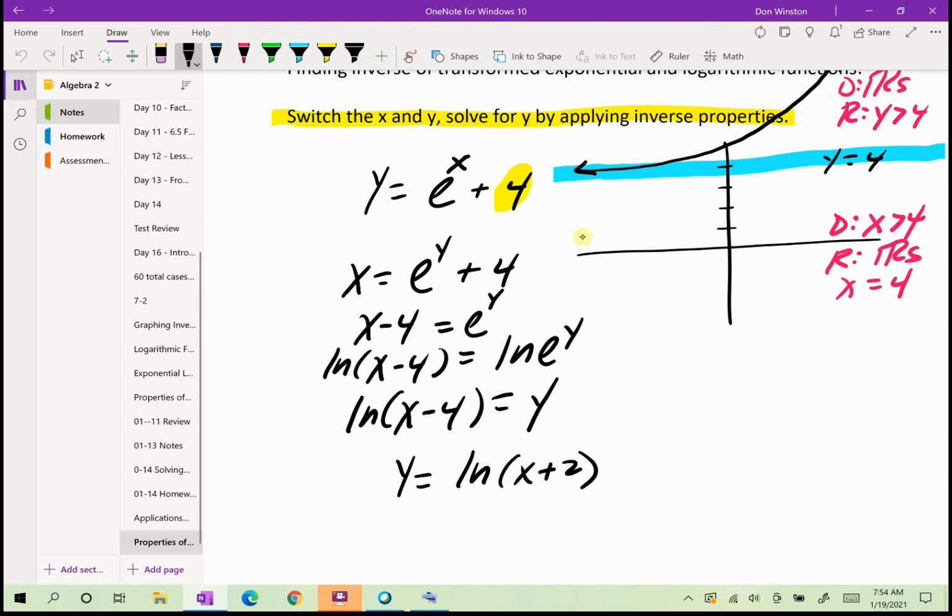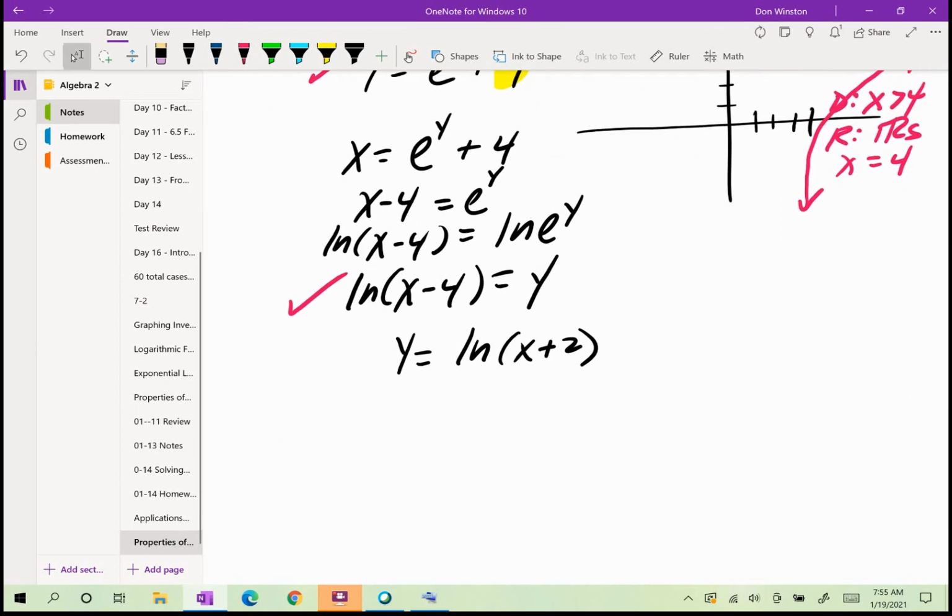You see, if I had x is 3, 3 minus 4 would give me negative 1, and I can't have a negative in the domain. So I moved my vertical asymptote 4 units to the right. Okay, and then that will look something like this here. So the inverse to y equals e raised to the x plus 4 is the natural log of x minus 4. That's the inverse. Switch the x and y's and solve for y by applying inverse properties.